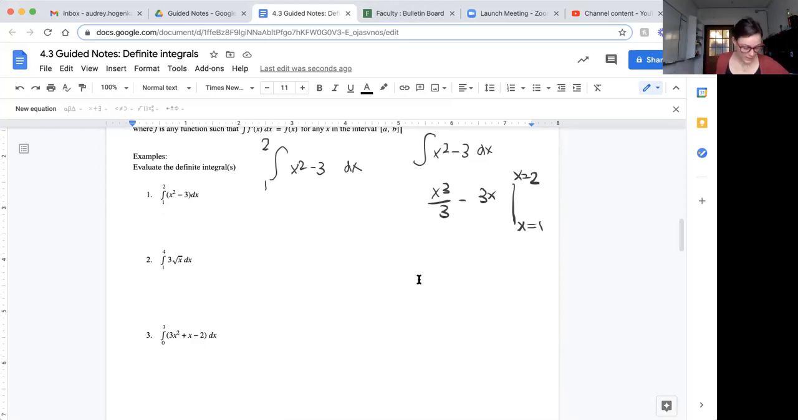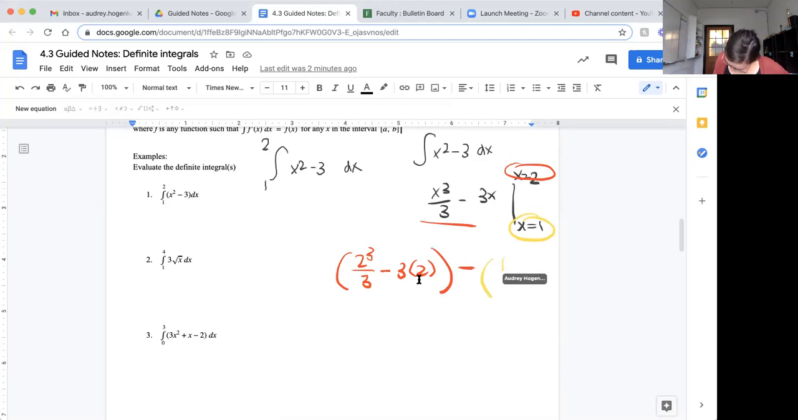Okay, and now what you do is, again, plug in your top bound and then your bottom bound, okay? So, I'll color code this. So x equals 2. So we're going to plug in 2 to our function. So we're going to have 2 cubed over 3 minus 3 times 2. That's f of b minus, now we want f of a, and our a is 1. So 1 cubed over 3 minus 3 times 1. And that is it. Now we evaluate that and figure out that we should end up getting negative 2/3.